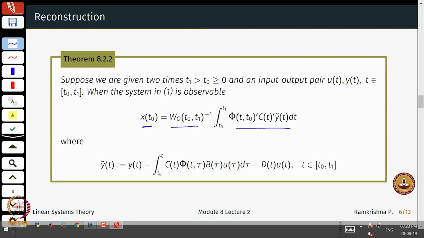Now the result just says the following. Suppose we are given two times t0 and t1 and an input output pair u(t), y(t). Whenever the system is observable, I can reconstruct x(t0) with the inverse of the Gramian and with this phi C and y tilde, where y tilde is just this expression. Again we make use of the fact that whenever the system is observable, this W should be invertible. Similarly I can do it to check for constructibility. I'll skip the steps, as they are exactly similar to what we do for the observable system.